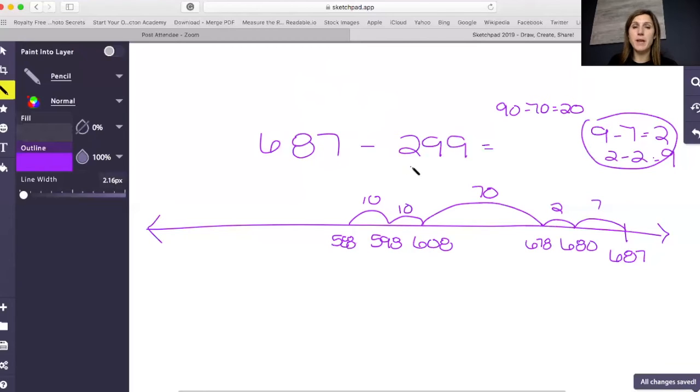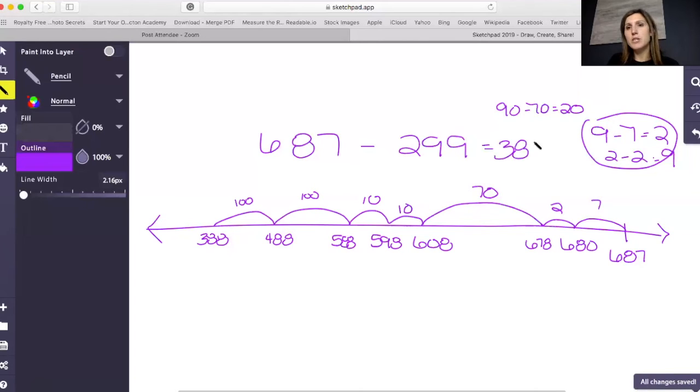Now I can subtract my hundreds. I have 200 here, so I'm going to do 2 jumps of 100. 100 and 100. And notice that I always label my jumps because looking at them, it's hard to see what number they would represent. So 588 minus 100 equals 488, and 488 minus 100 equals 388.